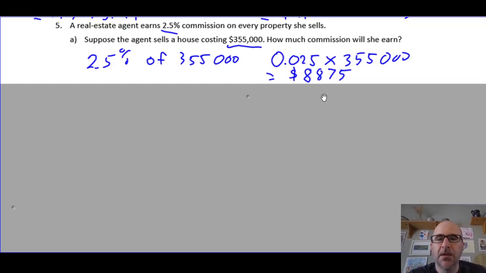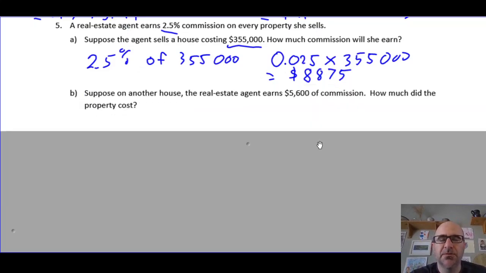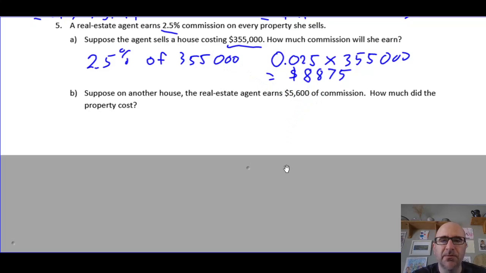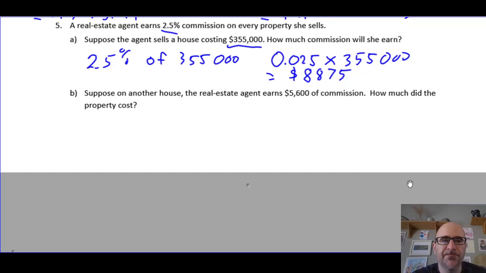for the answer. Now, slightly more difficult question. Suppose in another house, the real estate agent earns $5,600 of commission. How much did the property cost? I mean, one thing we can tell just by looking is it must be less than $355,000 because she didn't make as much commission on this home. So how do we figure out exactly how much it is?